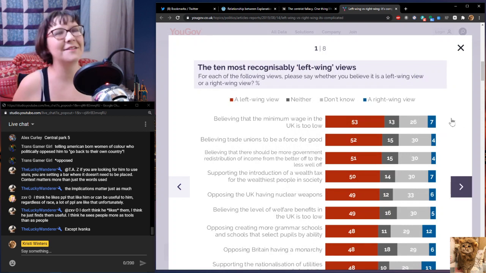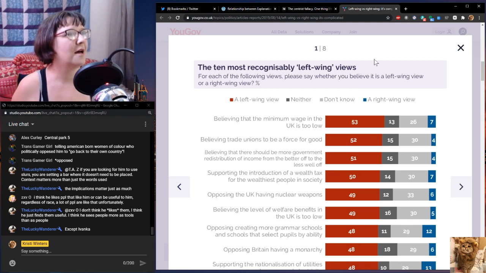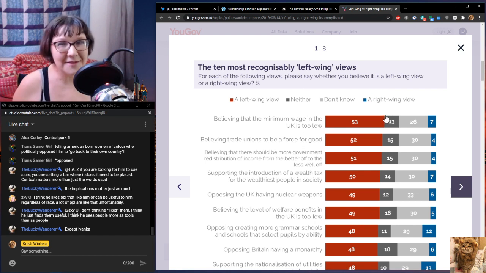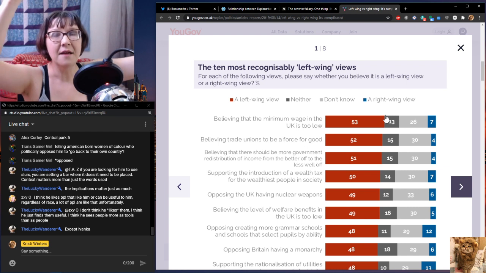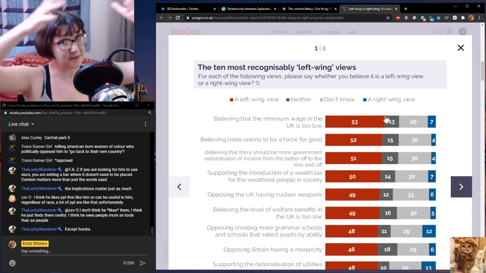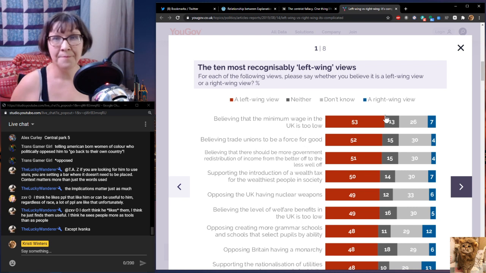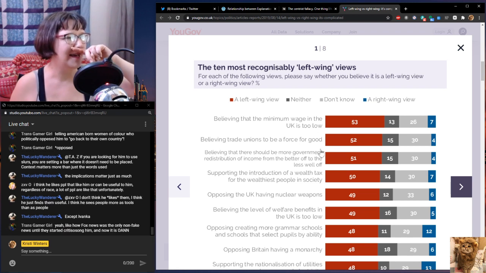If you asked a question and said, does this policy indicate a right-wing or a left-wing point of view? Yeah, please say whether you believe it is a left-wing or right-wing view. And even then, for me, these questions would be so obvious because I am a political scientist and I've been brought up in a way to think about these in terms of spectrums and metrics and measures, but most people don't.